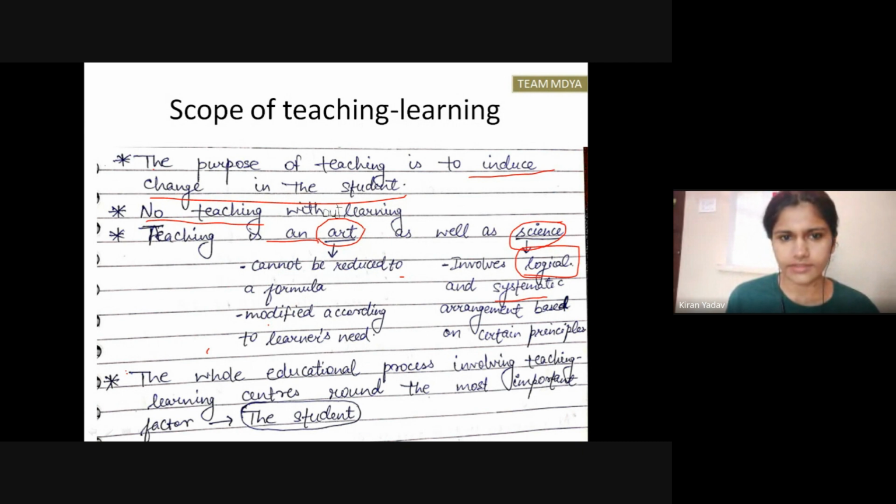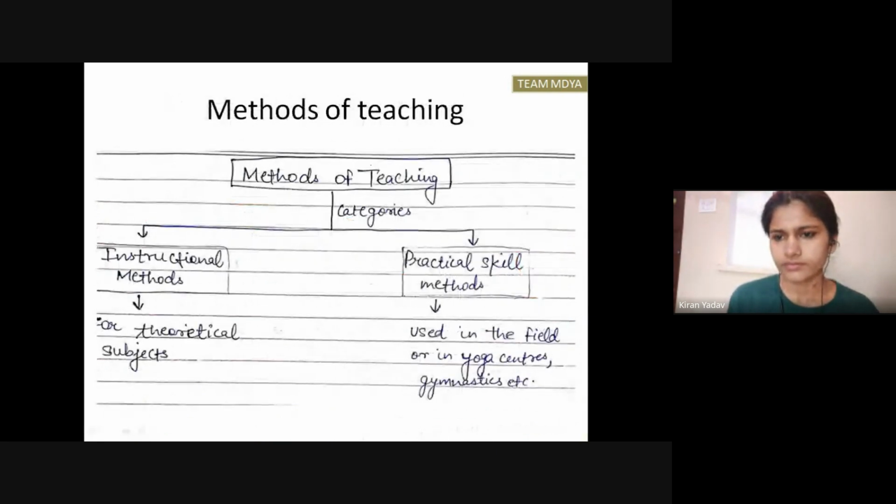Then next, the whole educational process involving teaching learning centers around the most important factor, the student. So the student is the most important factor. Methods of teaching. There are two categories of teaching. Instructional methods are those which are used in theoretical subjects. And practical skill methods are used in the field of yoga centers or gymnastics, etc.